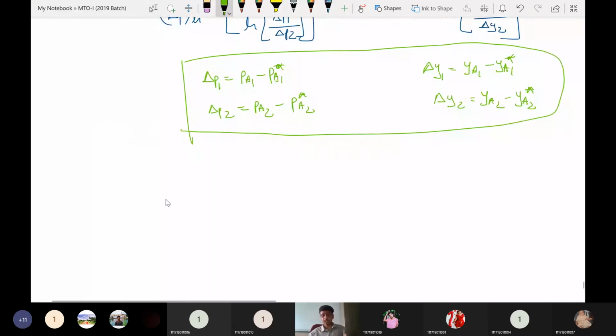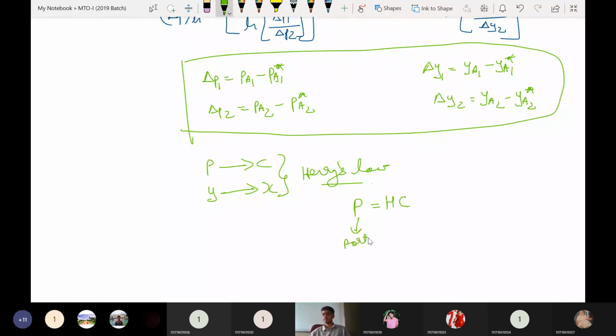Then what about the conversion of P to C, pressure to concentration, and the conversion of mole fraction of component A in the gas phase to mole fraction of component A in the liquid phase? What is this relationship? This relationship is given by Henry's law. As we discussed in the earlier classes, Henry's law is P is equal to HC, where P is the partial pressure, C is the concentration, and H is the Henry's law constant.